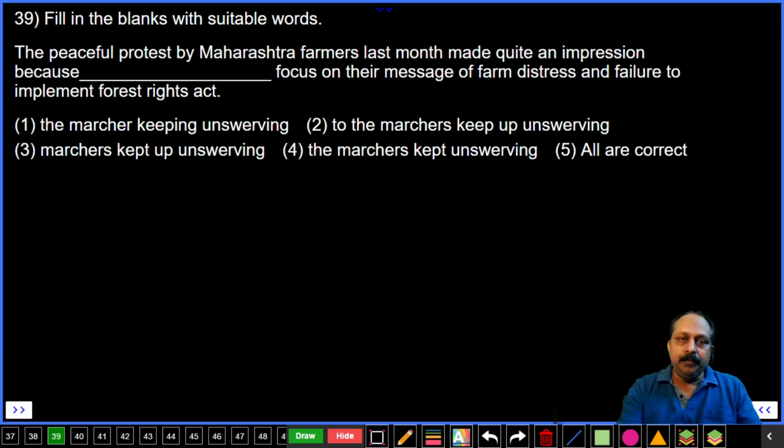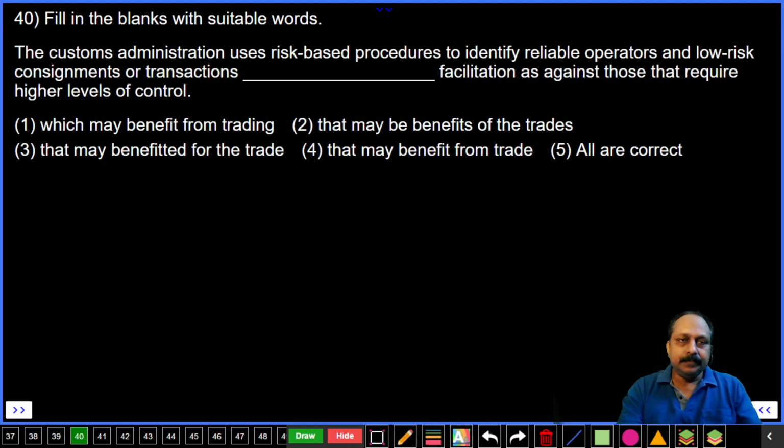The peaceful protest by Maharashtra farmers last month made quite an impression, because the protest by Maharashtra farmers is already mentioned, so we need the definite article. The marchers should be plural, farmers. "To the marchers", no. Marchers, no definite article. The marchers kept unswerving focus on the message of farm distress and failure to implement Forest Rights Act. Again, based on grammar knowledge, you can decide. Answer is the fourth option.